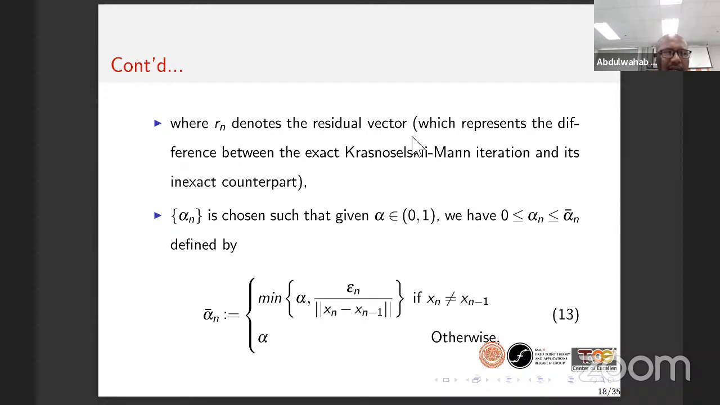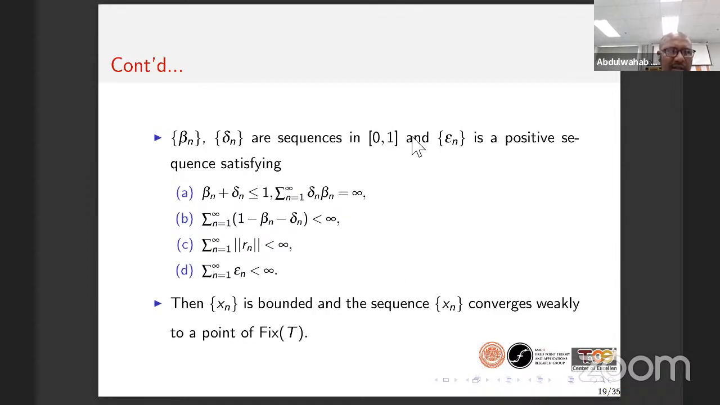Also, this Rn denotes the residual vector, as I have said earlier, which represents the difference between the exact Krasnoselskii-Mann scheme iteration and its inexact counterpart. The control parameter alpha n is chosen in the given manner, and it is also given by equation 13. Moreover, the control sequences alpha n, beta n and delta n satisfy certain conditions, listed here from A to D. Under these conditions, xn is bounded, and the sequence xn converges weakly to a point of the fixed point set of T.